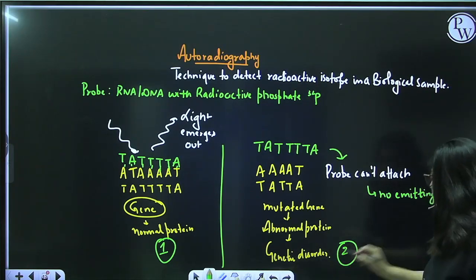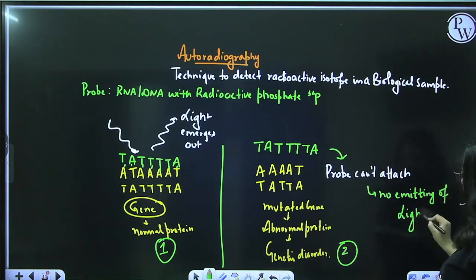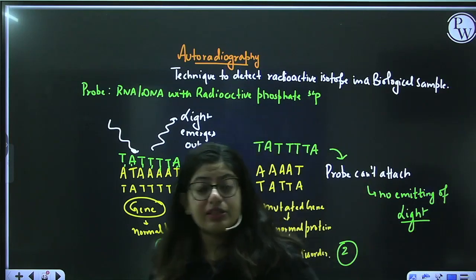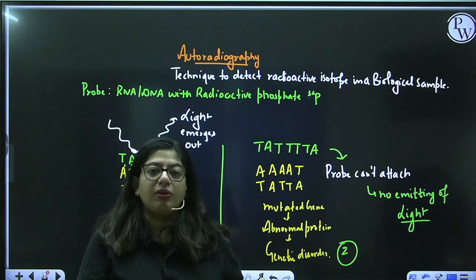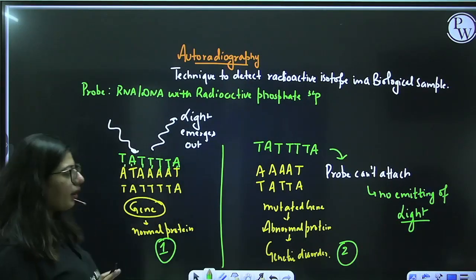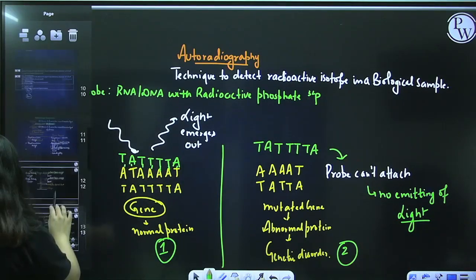So when you see there is no light on a photographic plate, that means a person has a genetic disorder. If there is light, that means the person is quite normal. So this technique is also used to check genetic disorders. Okay, so these were the diagnostic techniques.